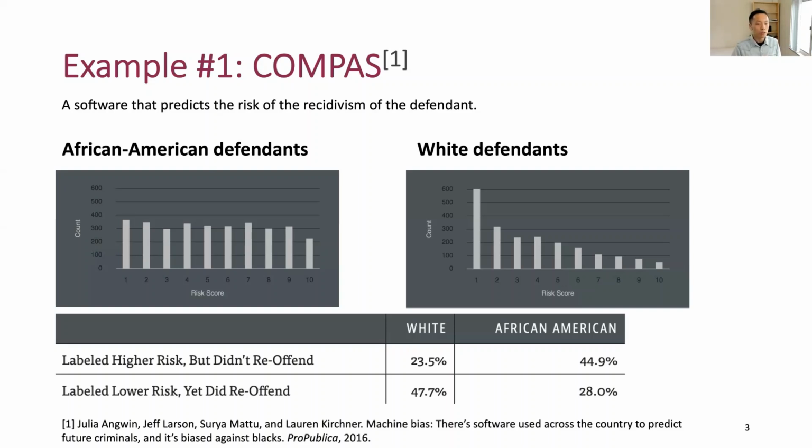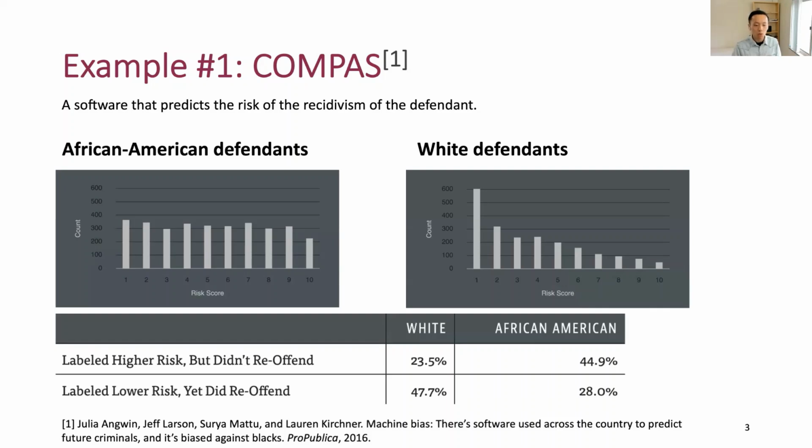For African-American defendants, this distribution is relatively flat. For white defendants on the right-hand side, we can see that the software seems to skew towards the lower risk end, which basically means, at a very high level, the software seems to think there is less risk overall for white defendants, but higher risk overall for African-American defendants. This can be clearer when we look at the table beneath the two figures.